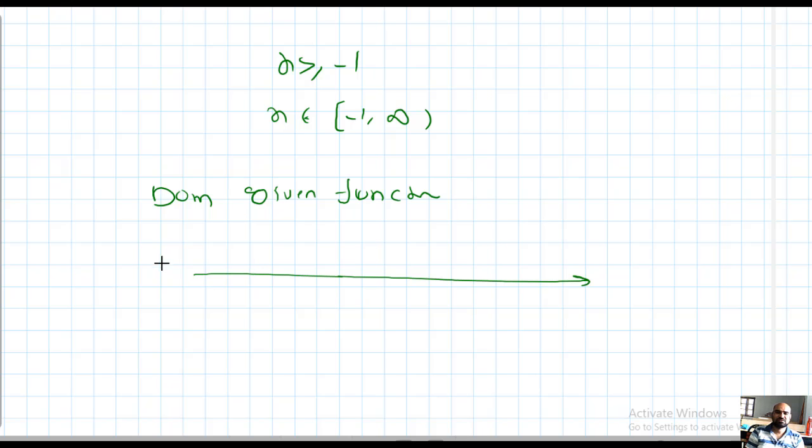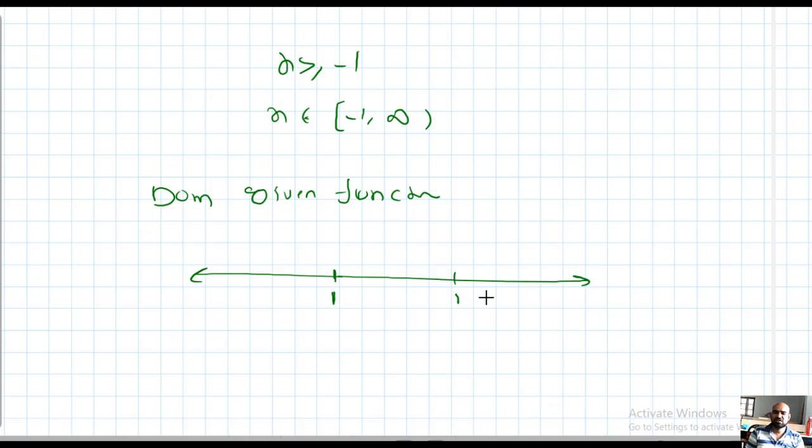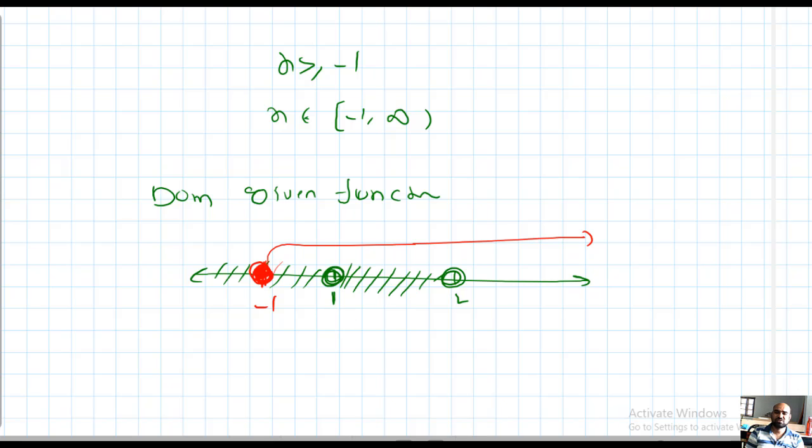So, take a number line, students. What is the domain of the first one? Minus infinity to 1, 1 to 2, except this point; these values are taken for the first function. What about the second function? Minus 1 to infinity, somewhere here minus 1, minus 1 included. So, what is the intersection? This portion is the intersection. Therefore, I can say the domain of the function equals minus 1 closed to 1 open, union 1 to 2. So, this is the domain of the given function.